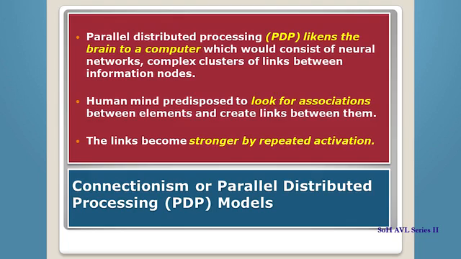Connectionism or parallel distributed processing (PDP) likens the brain to a computer and consists of neural networks, complex clusters of links between information nodes. These links or connections become strengthened or weakened through activation or non-activation respectively. Learning in this view occurs on the basis of associative processes rather than the construction of abstract rules. In other words, the human mind is predisposed to look for associations between elements and create links between them. This link becomes stronger as these associations keep recurring, and they also become part of larger networks as connections between elements become more numerous.